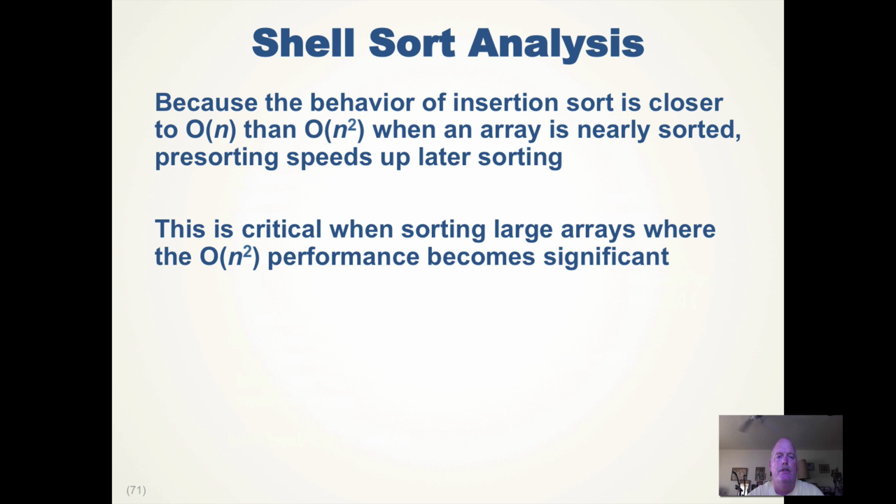So what's the analysis for the shell sort? Because insertion sort on almost sorted arrays is closer to big O of n than n squared, we get improved performance by making our subarray sorts sort the larger array almost. So the shell sort, because it is more efficient than our quadratic sorts, is a good choice for large values of n, and it's much better than the n-squared algorithms we were talking about.